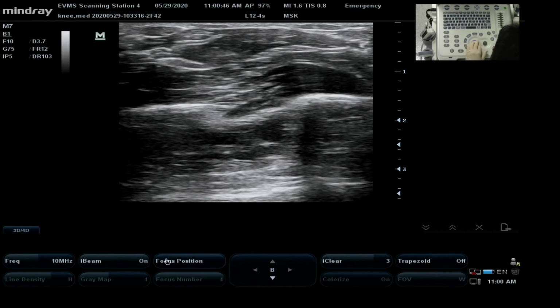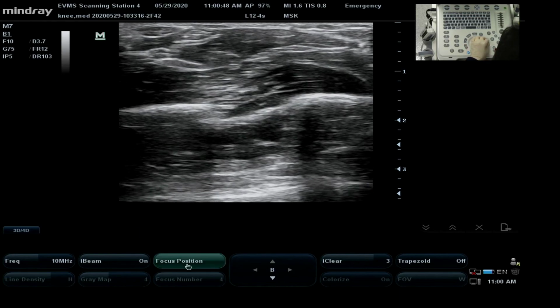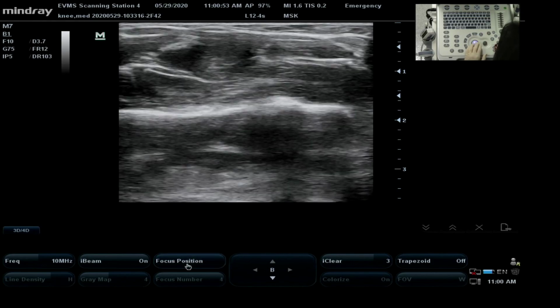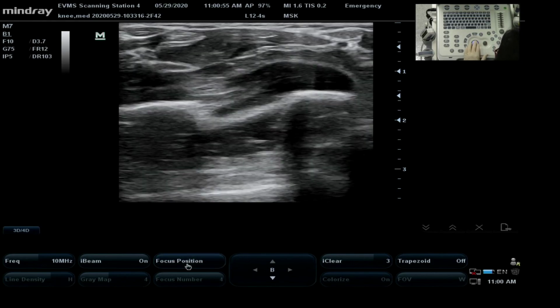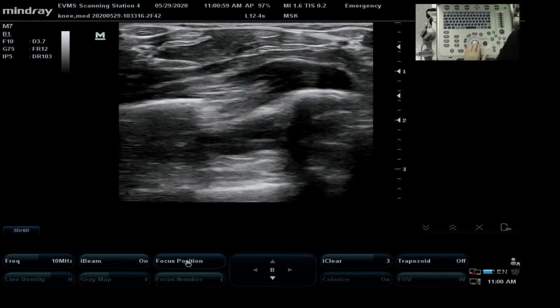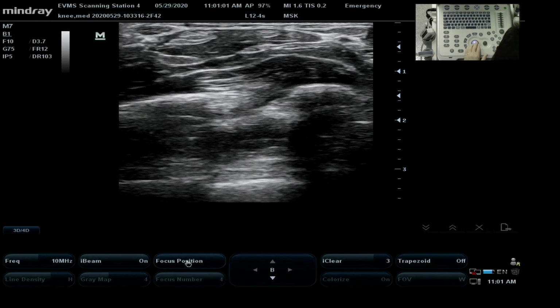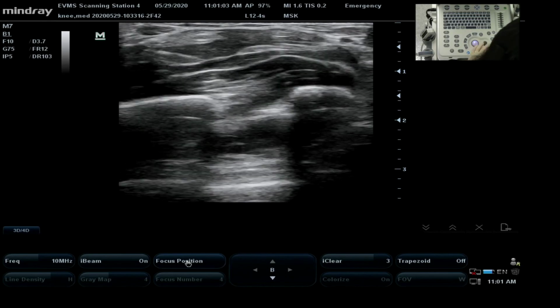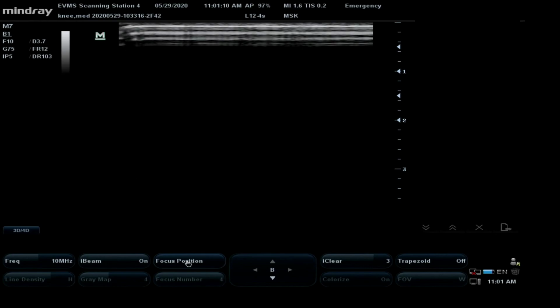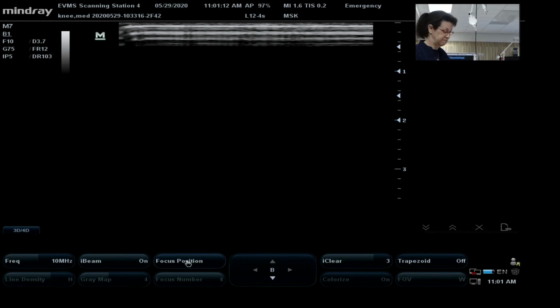Now, if I try to move my probe at that same speed, look how slow the image seems to move. So even though we improve the quality of our image because we're improving lateral resolution, we give up frame rate. And so that's why if you're going to increase focal zones, it should be for when you're just doing a still frame and not for when you're doing your general scanning.